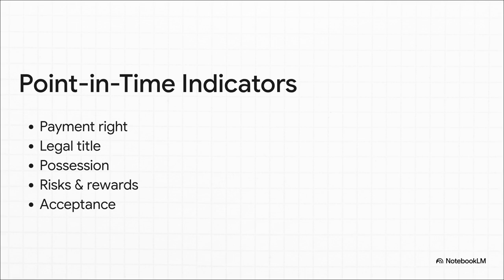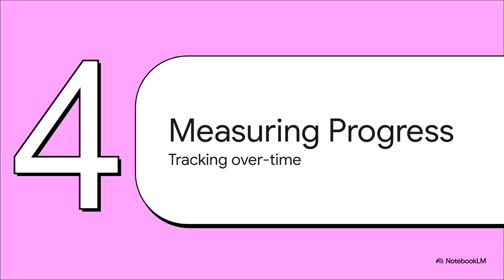Now, keep in mind, this isn't a rigid checklist. No single bullet point here is a total deal breaker. You have to look at the whole picture and evaluate them together. For most straightforward product sales, several of these indicators will align perfectly at the exact same moment, which is usually simple delivery. Let's jump back to those obligations that did pass our overtime tests.